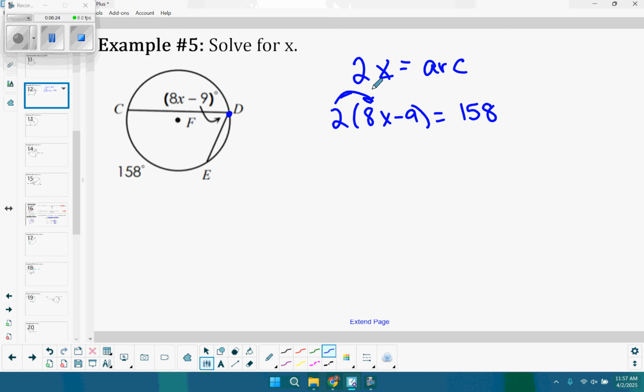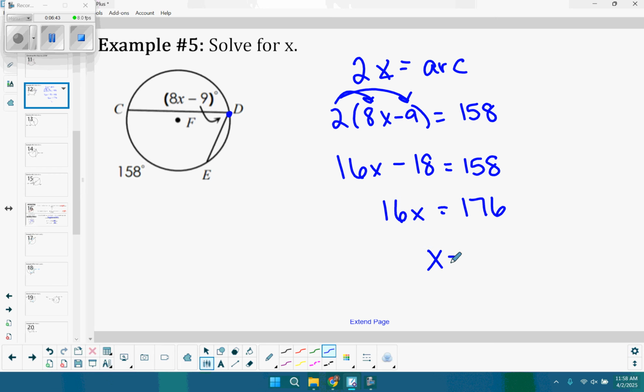We'll distribute here. So that's 16x minus 18 equals 158. We're going to add 18 to both sides. So 16x is equal to 176. And when we divide by 16, we get x equals 11.